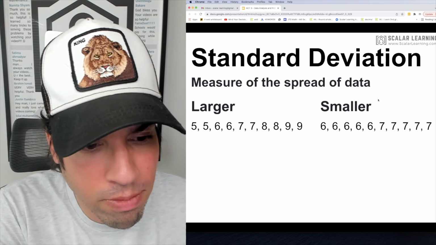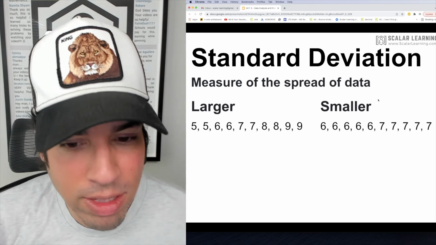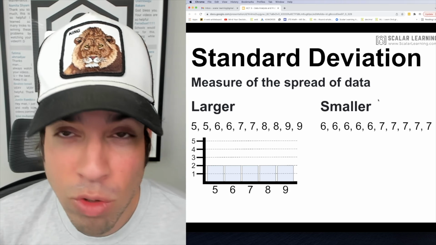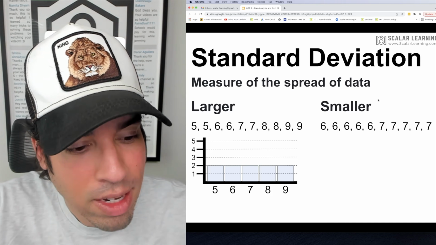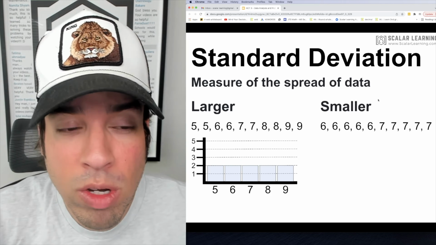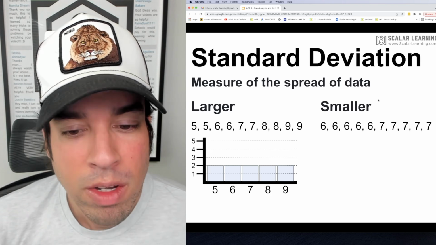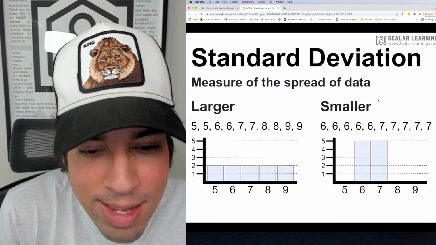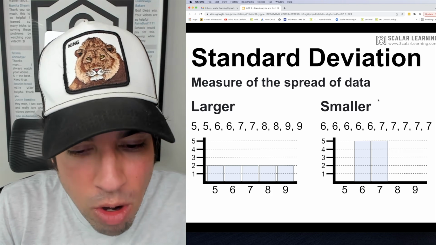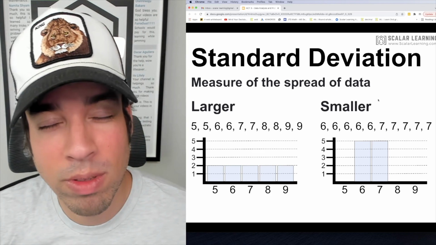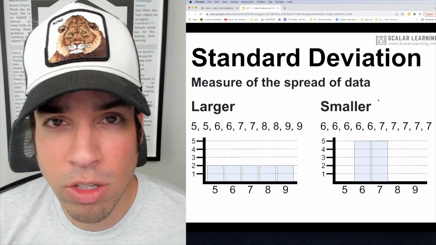Because we go all the way from 5 to 9, the data is more evenly spread. If we look at it on a graph, this is what it looks like. You see that nice distribution spread out, so that's what we call a larger standard deviation. Conversely, with the smaller one, it's all tightly packed together. Those 2 bars consist of all the data. So that is, in a rough sense, what standard deviation is.